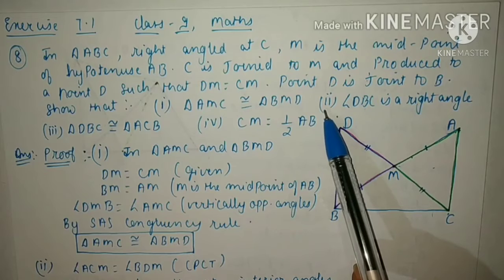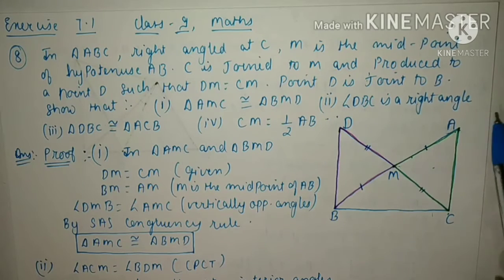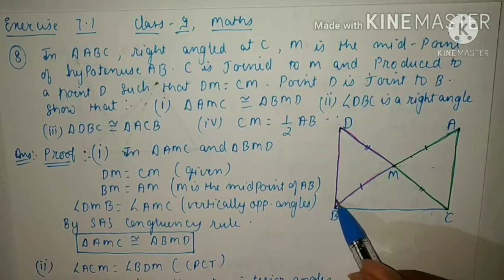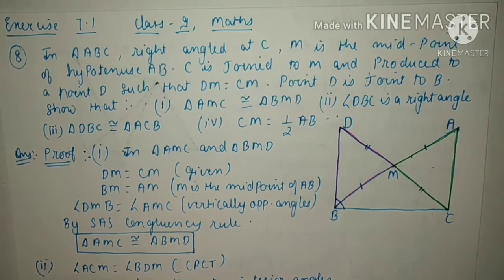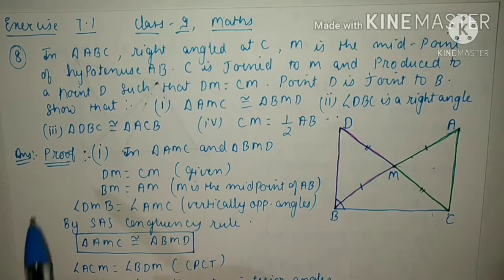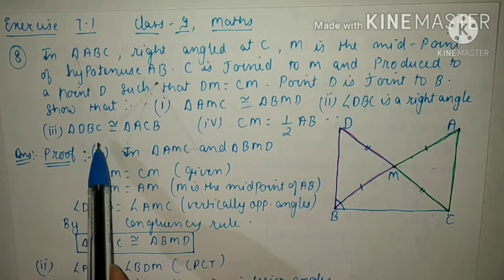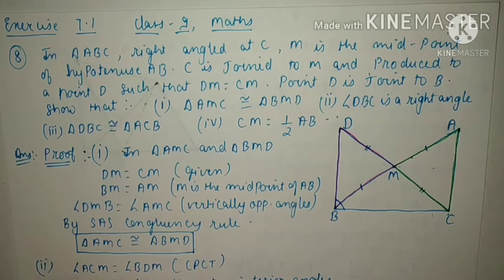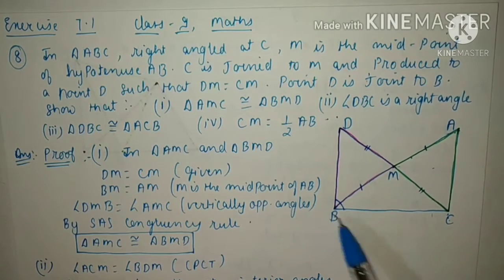Now what is the second part? Angle DBC is a right angle. We have to prove that angle DBC, this angle, is a right angle. Then the third part is triangle DBC is congruent to triangle ACB. Where is triangle DBC? This triangle is congruent to triangle ACB, this triangle. We have to prove that these two triangles are congruent.